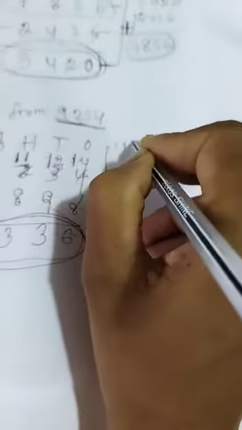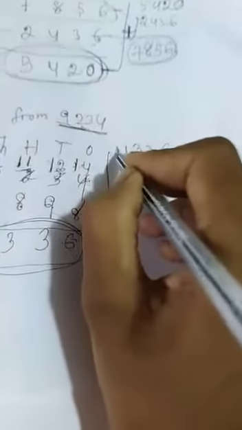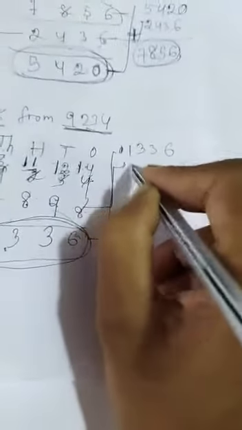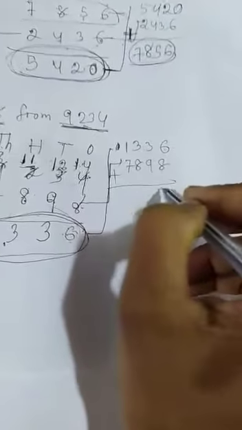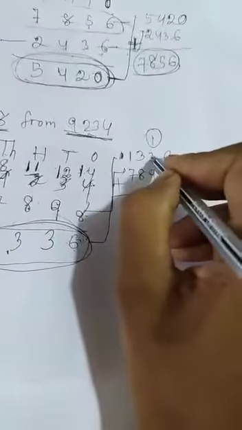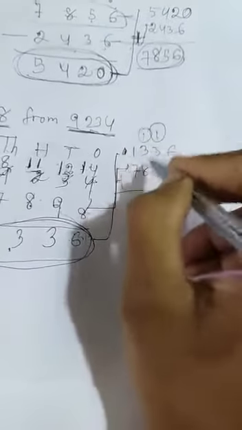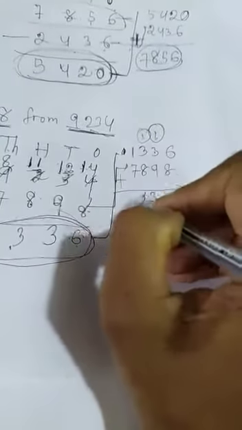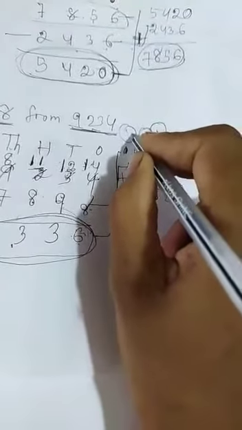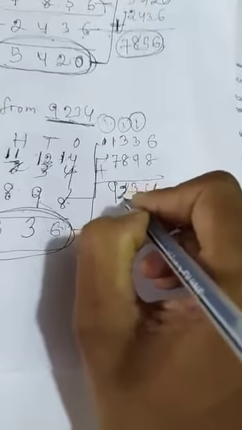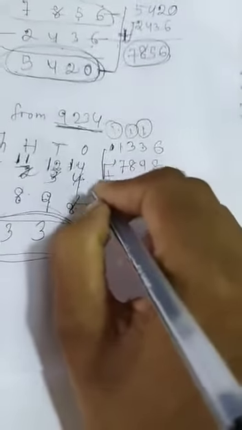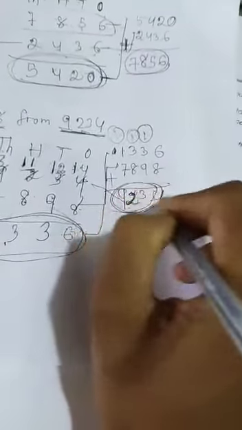In this method also, first you write your result 1,336. Next you write the smaller number 7,898. Then you add them. 8 plus 6, 14, 4 and 1 carry, 9 plus 3, 12, plus 1, 13, 3 and 1 carry, 8 plus 3, 11 plus 1, 12, 2 and 1 carry, and 7 plus 1, 8, plus 1, 9. Answer is 9,234, which is the larger number. This is also proof that your subtraction is right.